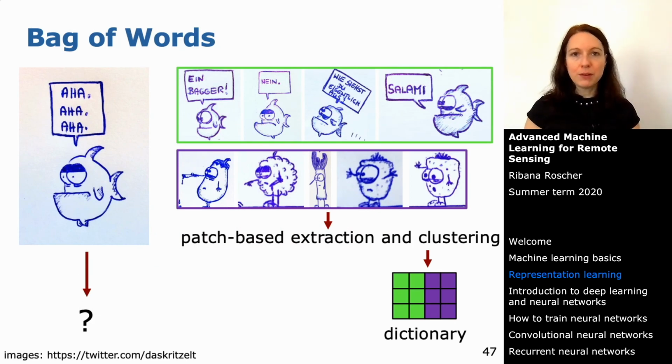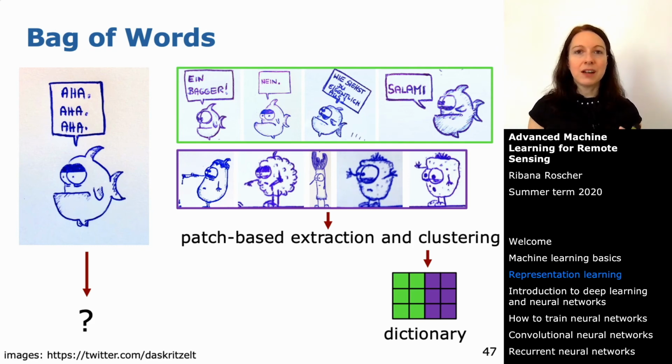When we look at the bag of words approach, we deal with labeled data. The labeled information is also collected in a dictionary. In this example, we want to distinguish between two classes, and we want to classify whether this image is a fish or not. One class contains fish, and the other one contains something else, in this case vegetables.